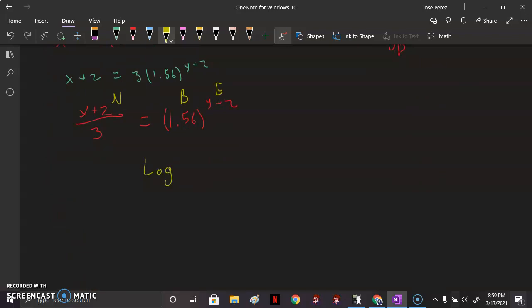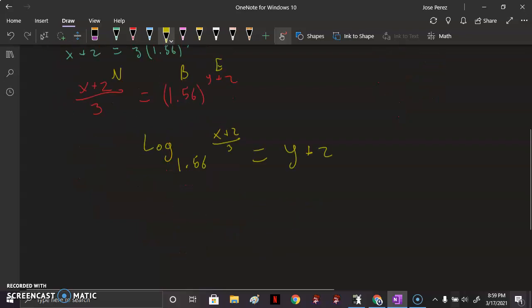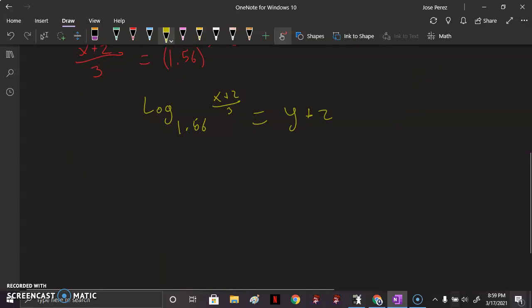Log base, which is the b, 1.56. And instead of using e in the middle, we're going to use n, which will be this, which will be (x+2)/3 equals the exponential, which will be y + 2. And you may think that, woohoo, we're almost done. But guess what? We have one last step to do. Do you know what that is? You're correct. It would be log base 1.56 of (x+2)/3, minus 2, equals y.